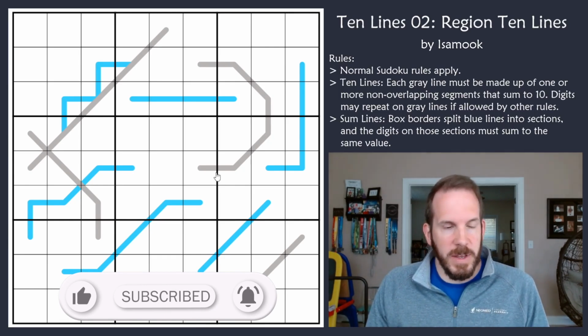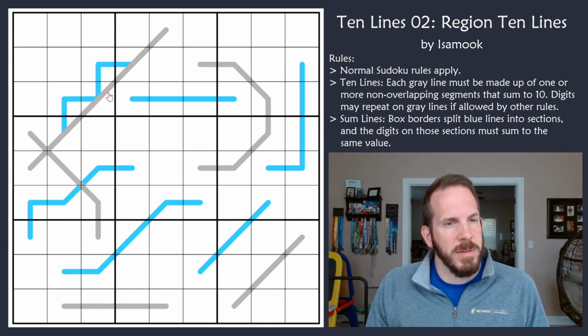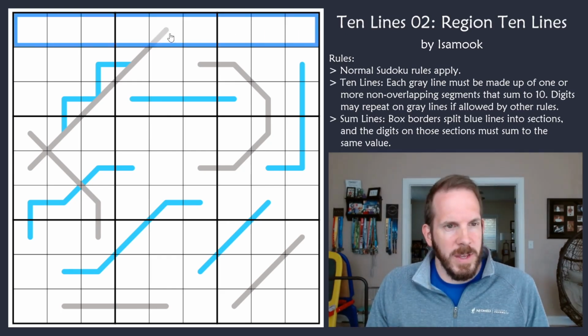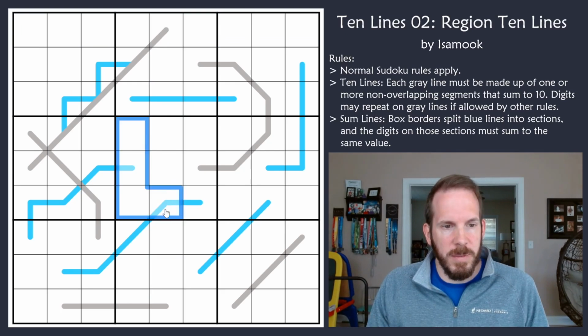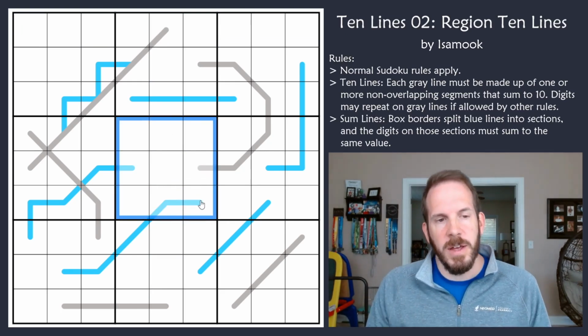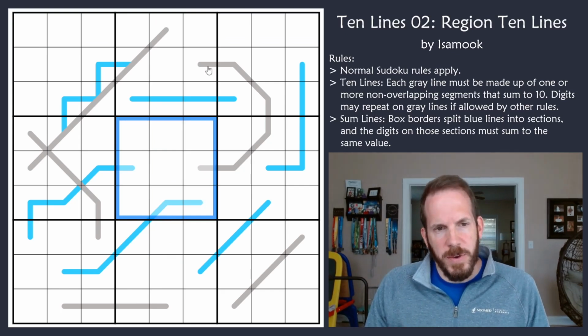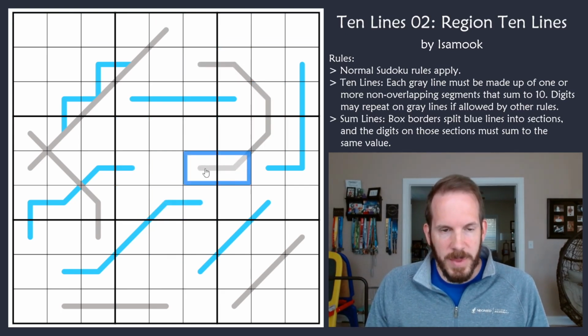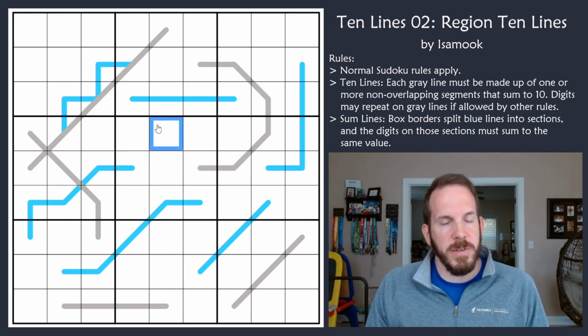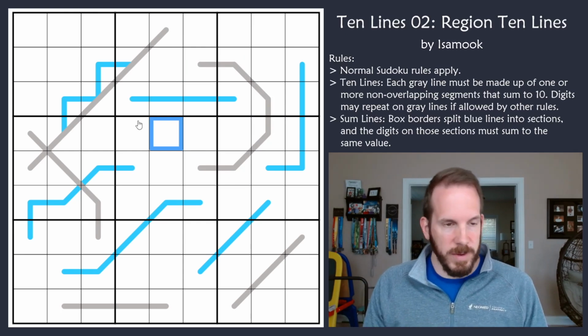This puzzle has a couple different rule sets we'll walk through, but first and foremost, we've got normal Sudoku rules. So each row, each column, and each 3x3 box will contain the digits 1 to 9 once each with no repeats. These gray lines are called 10 lines, and these lines are made up of different numbers of segments, each of which sums to 10, and these segments don't overlap.